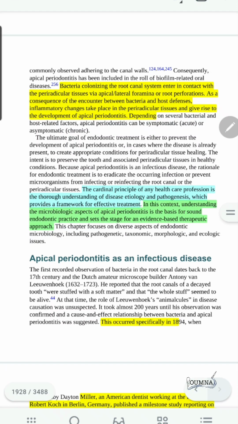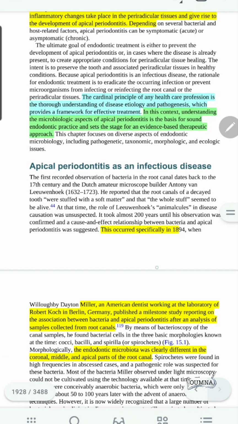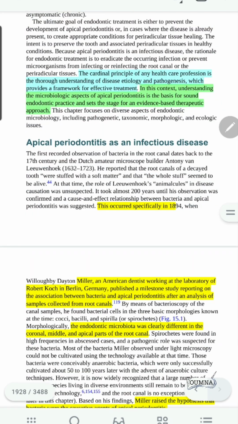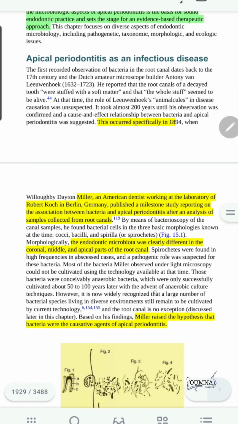It is important for the doctor to have an understanding of the microbiological aspect of apical periodontitis so that they can deliver sound endodontic practice and set the stage for an evidence-based therapeutic approach, which means that the doctor can get a vision of what is happening under the microscope and can correlate between the symptoms clinically and what knowledge he or she has about what is happening on the microbiological level.